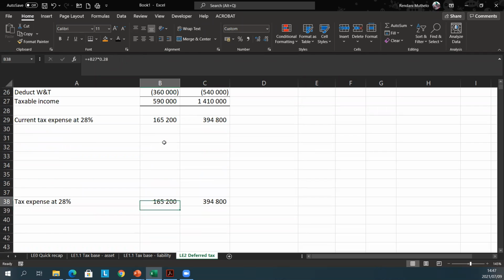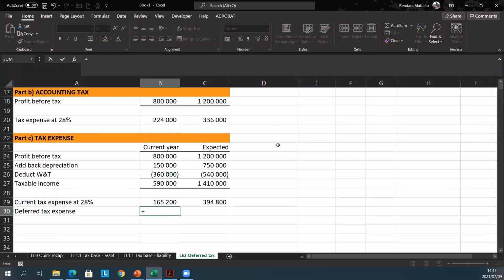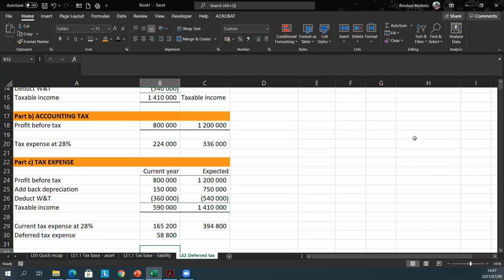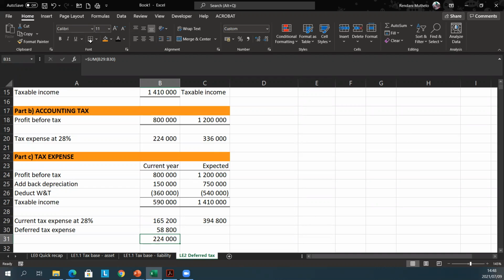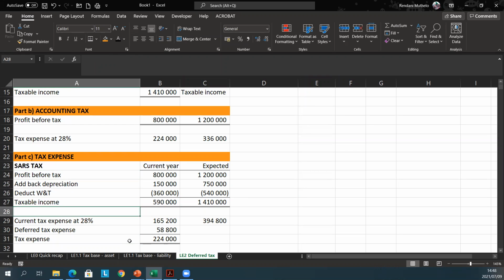It is equal to the current tax expense plus deferred tax expense. So what is the deferred tax expense? The deferred tax expense, we saw it up there as 58. And when we add it here, what do we see? We see the marvel, that is accounting. So the tax expense is equal to current tax expense plus the deferred tax expense. And when we add the current, which is based on taxable income, based on SARS, so this is SARS tax, we notice that that tax is 165.